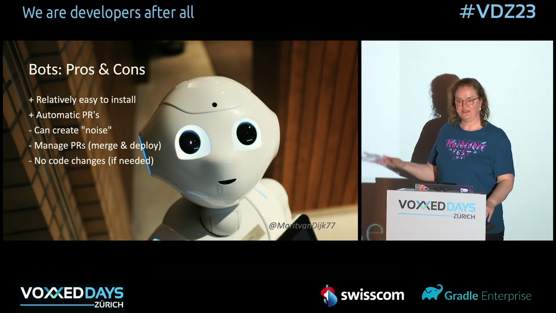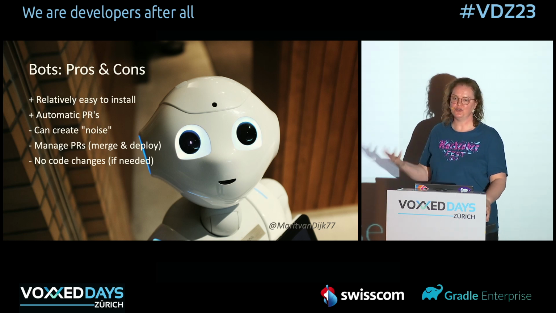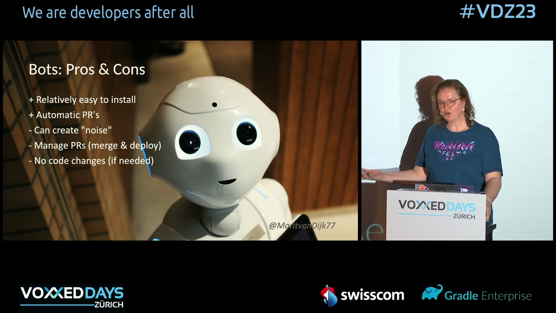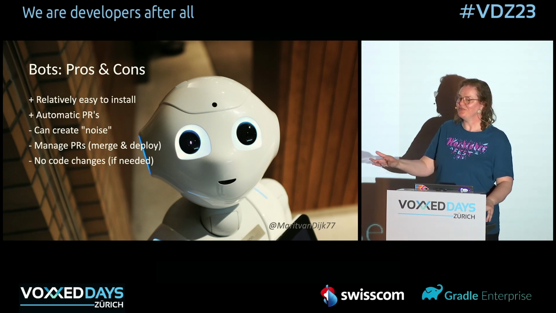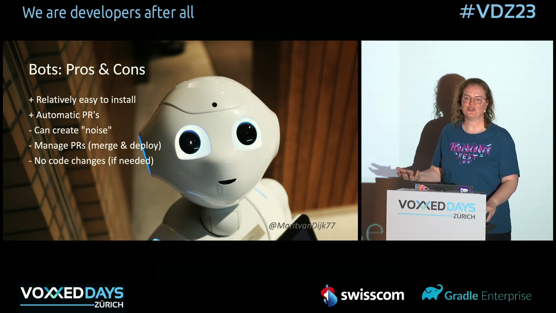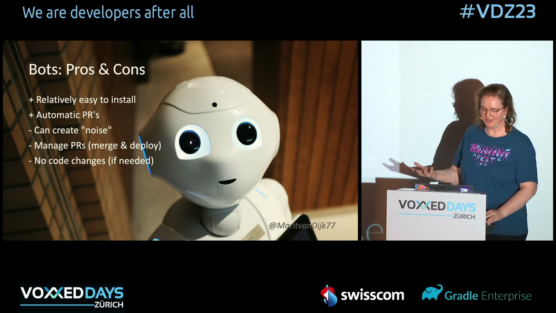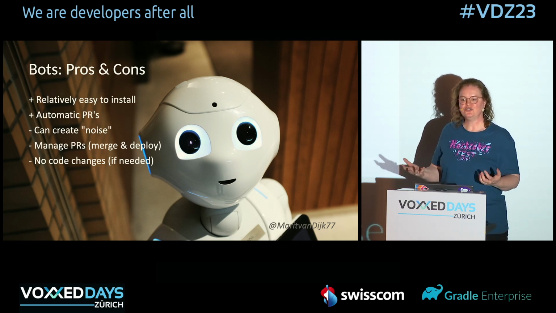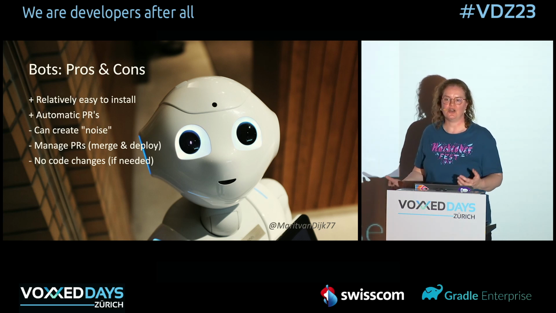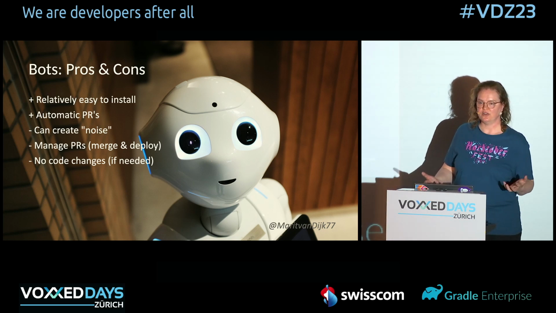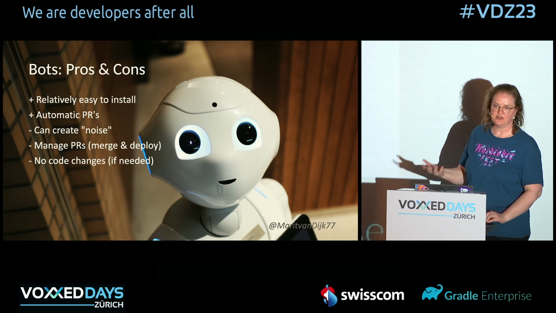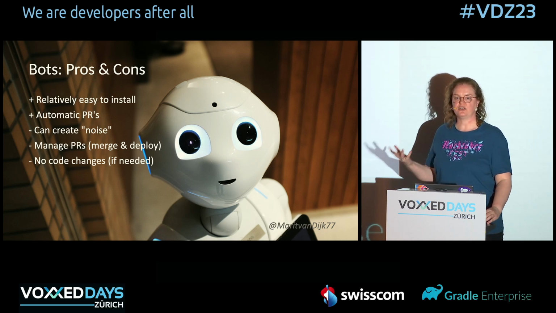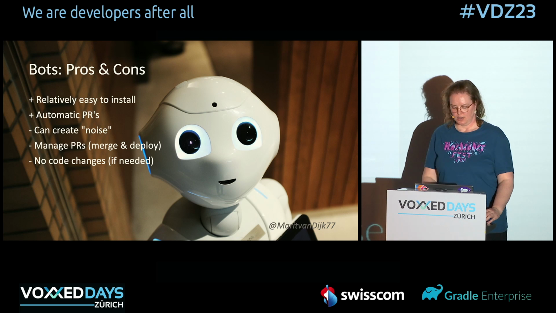It creates automatic PRs. You can see whether the build passes or fails. If it fails, you know that you'll have additional work to do there. If it passes, you might be able to merge it, but that also, of course, depends on how confident you are in your test suite. And you still do have to manage all of those PRs and figure out when to merge and deploy them. And if the build fails or you need any changes to your code, these bots cannot do that for you.